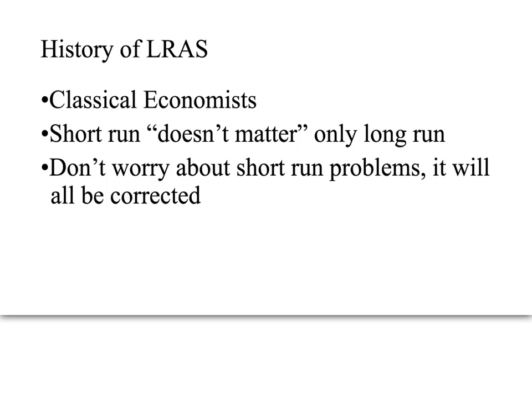A little bit of background on long-run aggregate supply. Classical economists use this to identify where we are in the economy, what our potential is. So sometimes it's also called potential output. The short run doesn't matter, only the long run, according to classicals. So they never drew the short run aggregate supply curve, only the long run. And they felt that it was most important to not worry about short run problems, it will all be corrected.